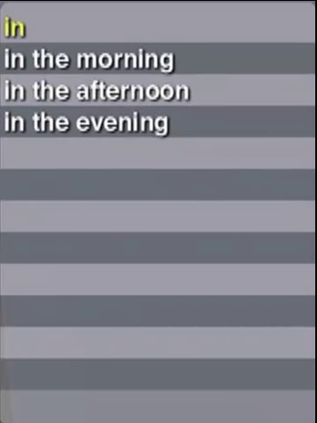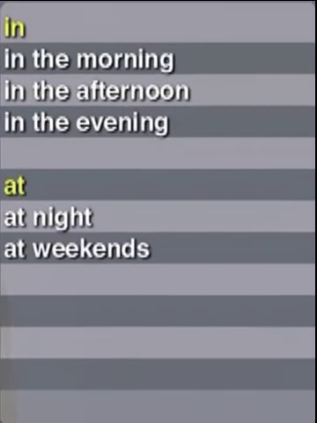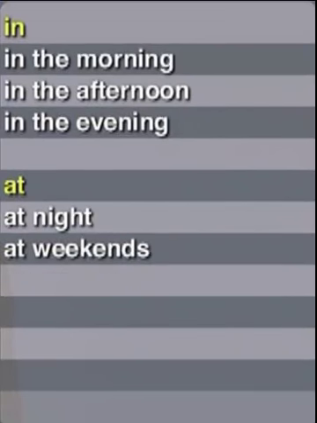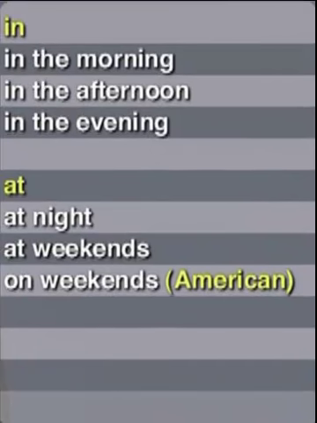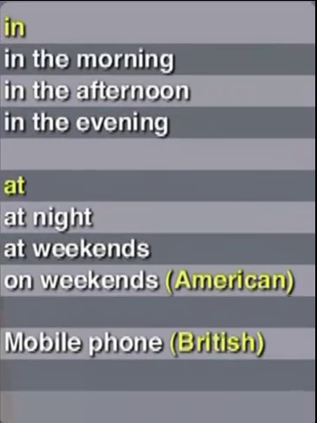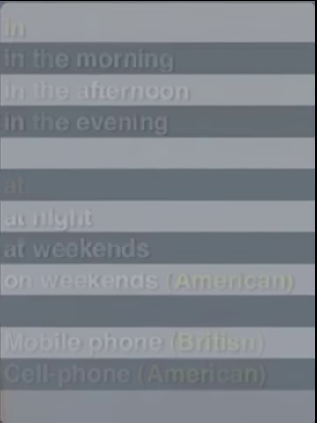Notice how we say in the morning, in the afternoon, and in the evening. We use in for parts of the day, but we say at night, and we say at weekends. In American English, you can also say on weekends. Let's take a quick look before we finish at some vocabulary. A mobile phone is the phone you can take everywhere with you. In American English, it's called a cell phone, and in British English, it is a mobile phone.